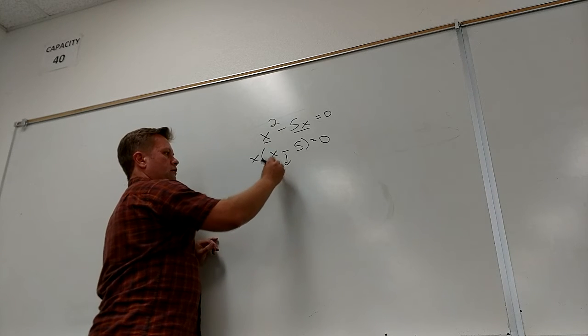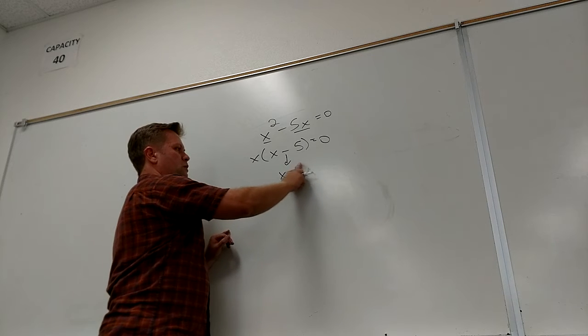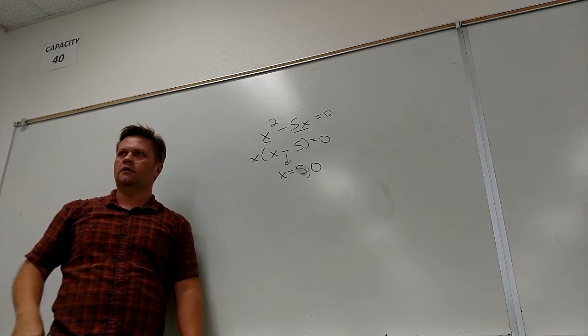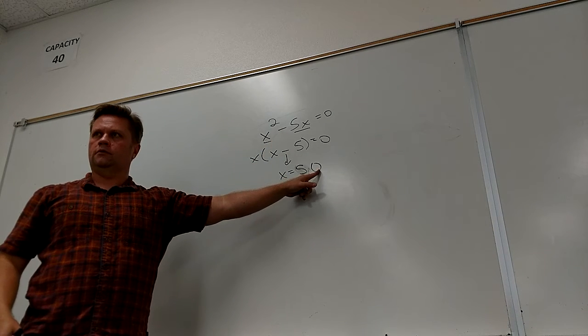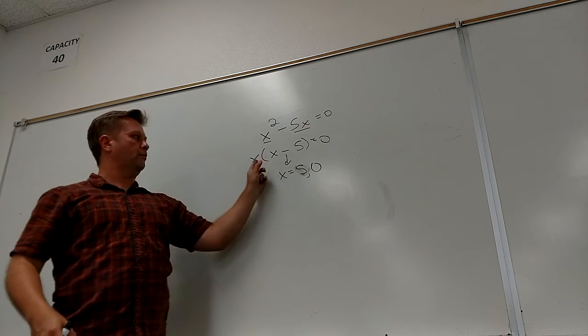What makes this zero? 5. Here's a really silly question. People make so much out of this. What makes x zero? 0. So what are the answers to this equation? 5 and 0. We weren't able to do this problem until we knew how to break them apart.